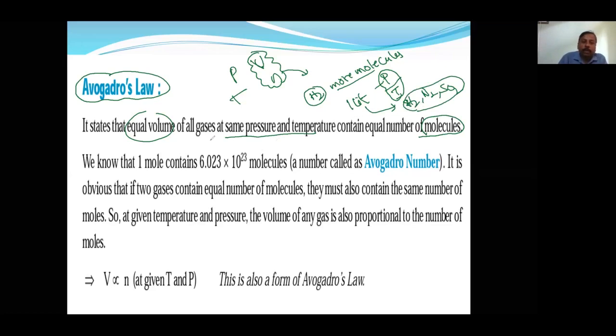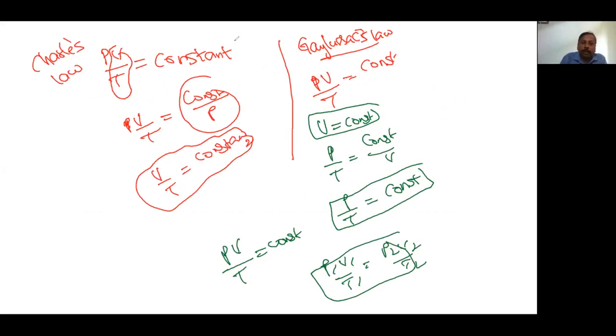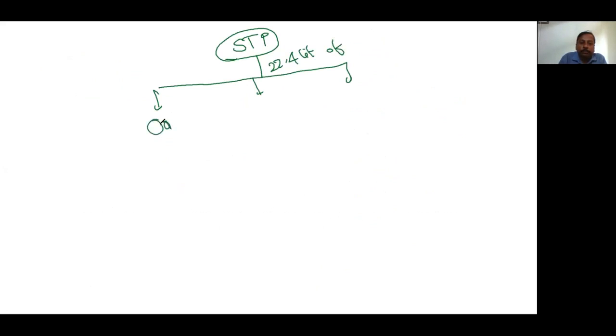Let me tell you with one example so that you can clearly understand. I will take STP condition. STP means standard temperature and pressure, and I have already told you the values. At STP condition, I have taken 22.4 liters of oxygen.